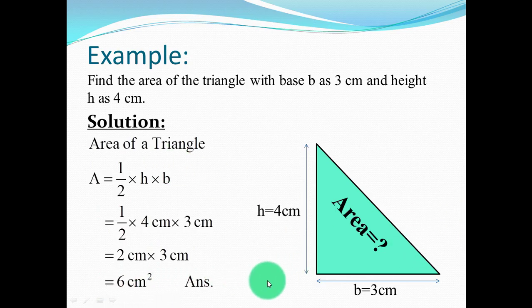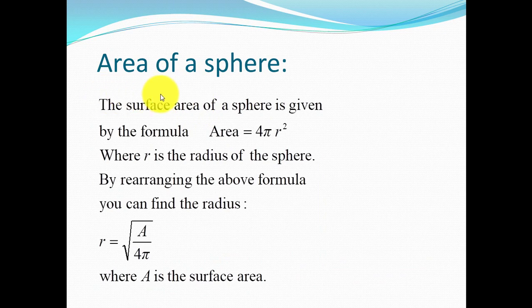So it's very simple. Next one is the area of a sphere. What is the area of a sphere? How can we find the area of a sphere? Here is the formula for the area of a sphere. The surface area of a sphere is given by the formula: area of a sphere is equal to 4 pi times r square, where r is the radius of the sphere. From this formula, it is clear that to find the area of a sphere, we just need the radius of the sphere.